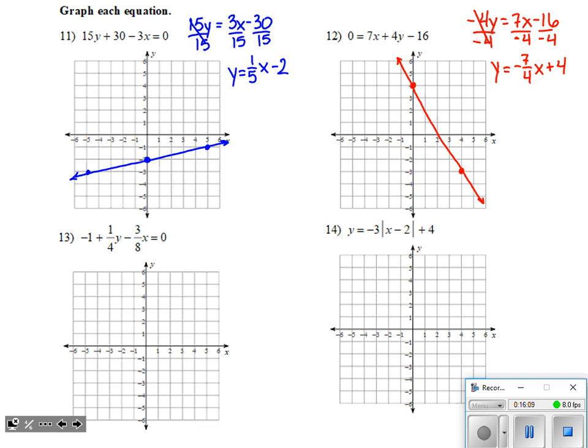Number 13, wow, here we've got some interesting things happening, right? I'm going to add the 1 and add the 3/8 x to both sides. So 1/4 y equals 3/8 x plus 1. And then to undo the 1/4, I'm going to multiply both sides by the reciprocal, 4. So y equals 3 times 4 is 12/8. 12/8 is 3/2. And then 1 times 4 is 4.